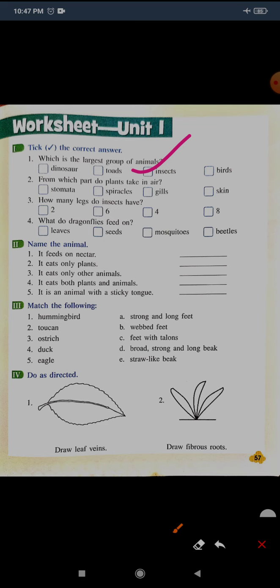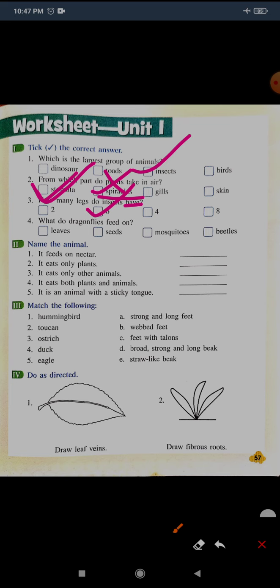From which part do plants take in air? Spiracles. Oh, sorry, it is plant, not insect. For insects it is spiracles, for plants it is stomata. The third question is, how many legs do insects have? Mostly 6, so tick on 6.